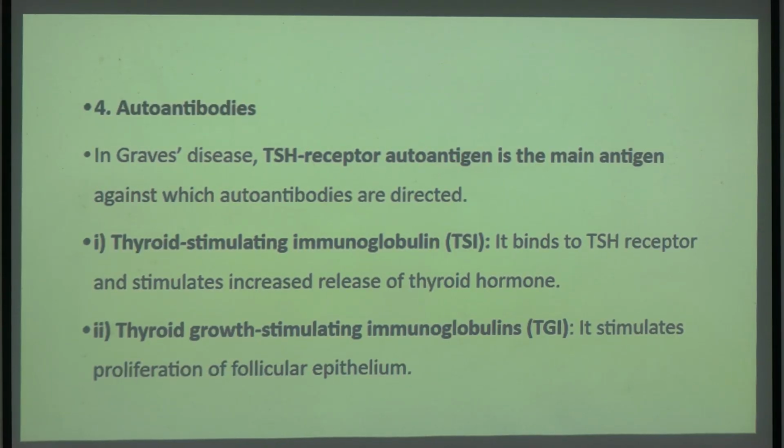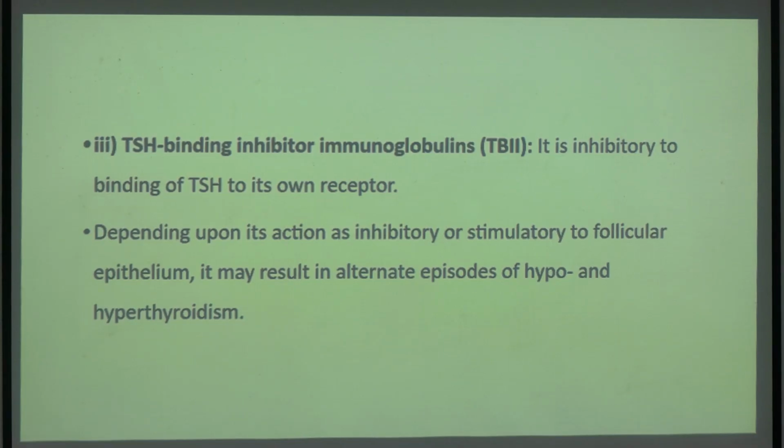So, the autoantibodies involved in Graves' disease are: number 1, thyroid stimulating immunoglobulin, TSI; TGI, thyroid growth stimulating immunoglobulins; and TSH binding inhibitor immunoglobulins.